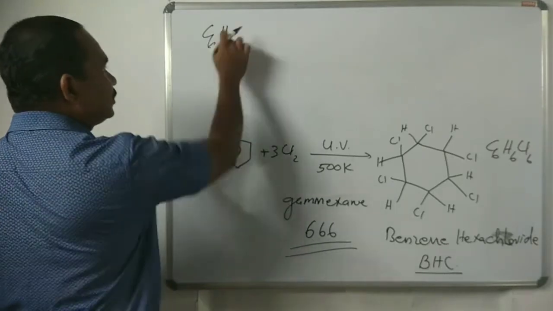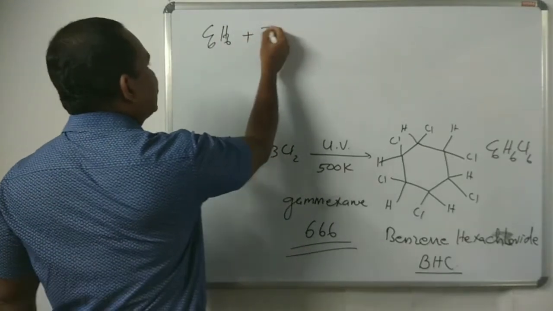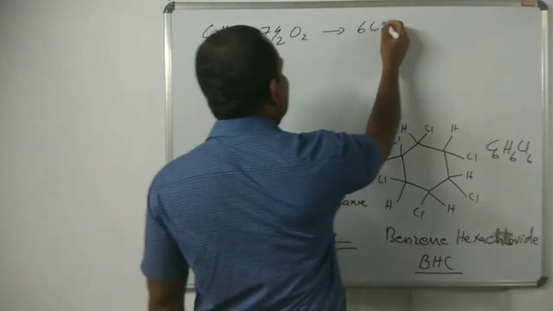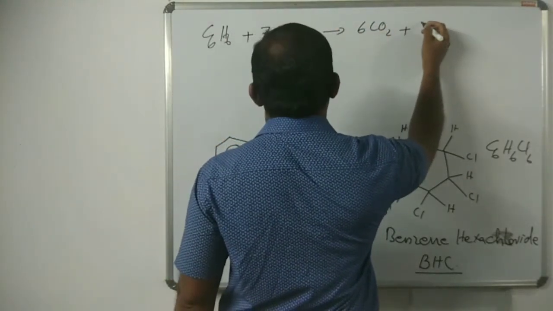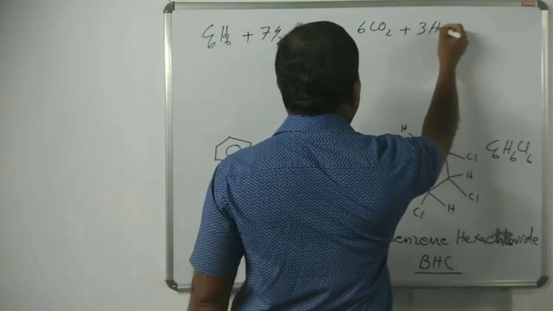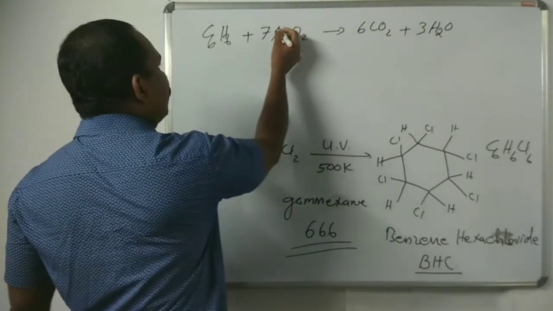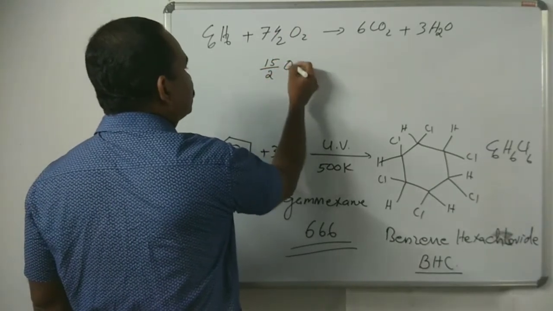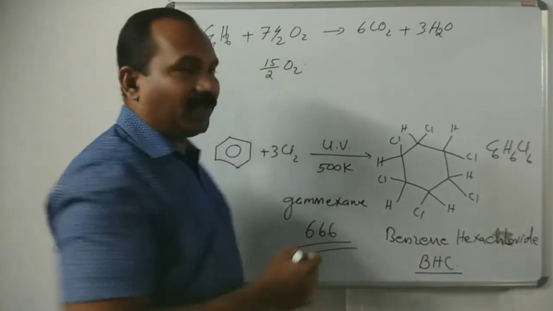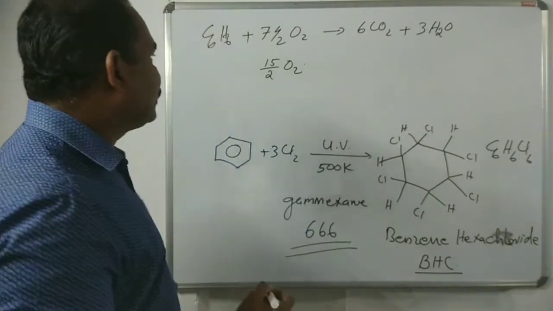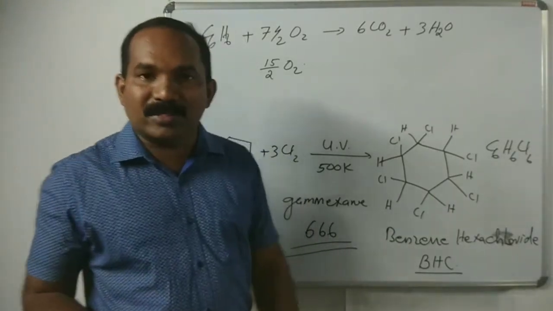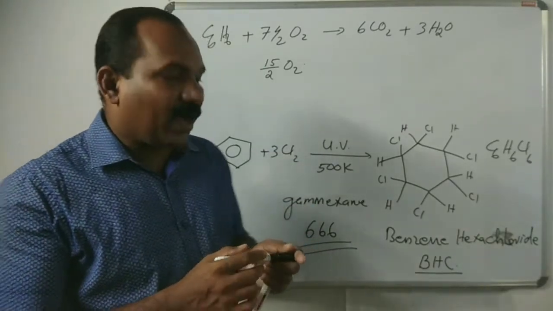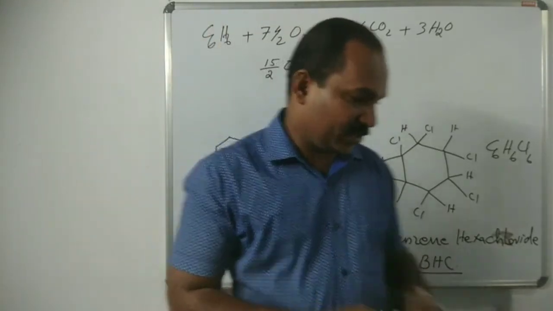C6H6, benzene. C6H6 plus 7.5 O2 gives 6 CO2 plus 3 H2O. You can also write 7.5 O2 as 15/2 oxygen, no problem. So these three are the addition reactions.